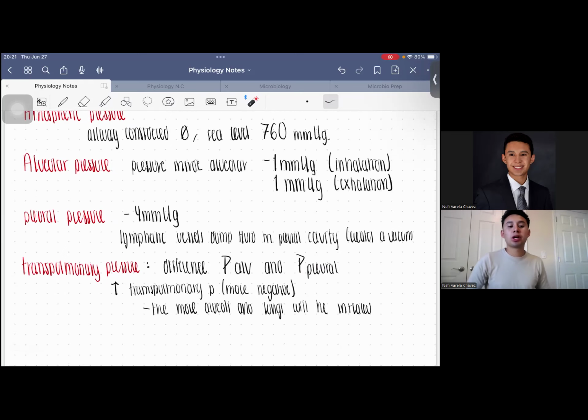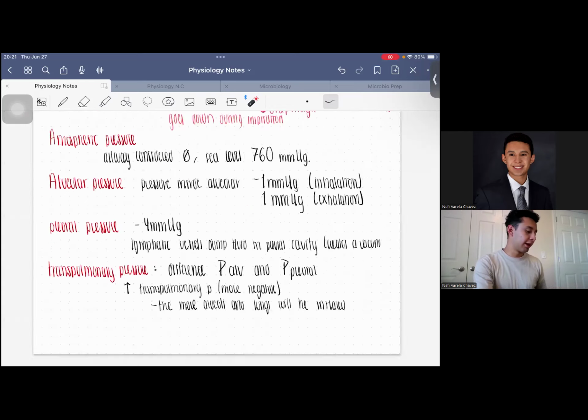Something else to mention, the difference between alveolar pressure and pleural pressure is going to be transpulmonary pressure. And this one is going to become more negative, as I described previously, as the alveoli and the lungs are inflated.